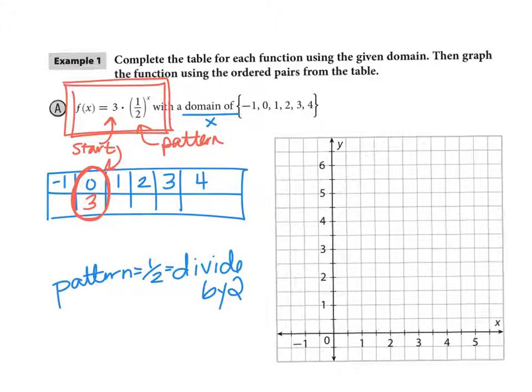Well, if I divide 3 by 2, that gives me 3 over 2. And if I divide that by 2, I get 3 over 4, and 3 over 8, and 3 over 16. Notice how the bottom number is just multiplying by 2 every time since it's 1/2.